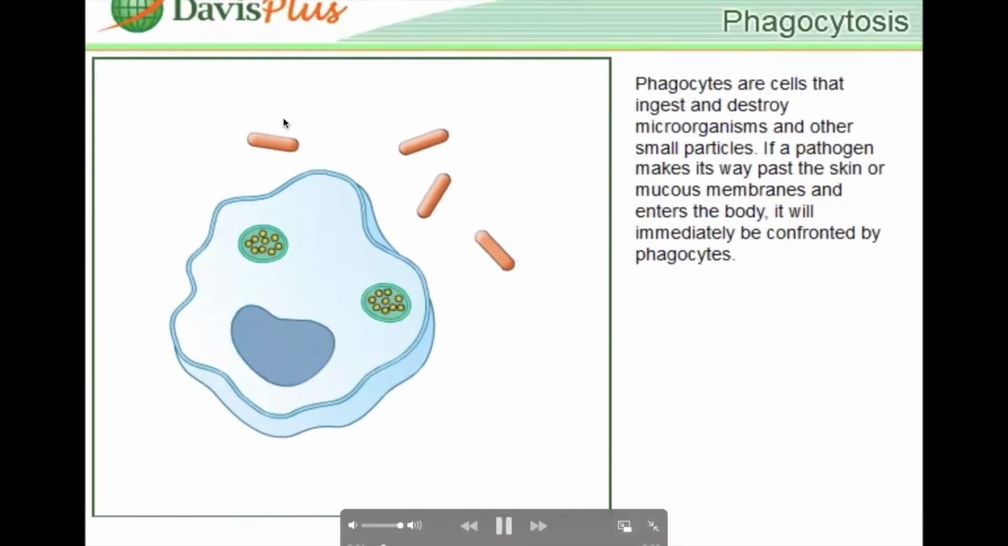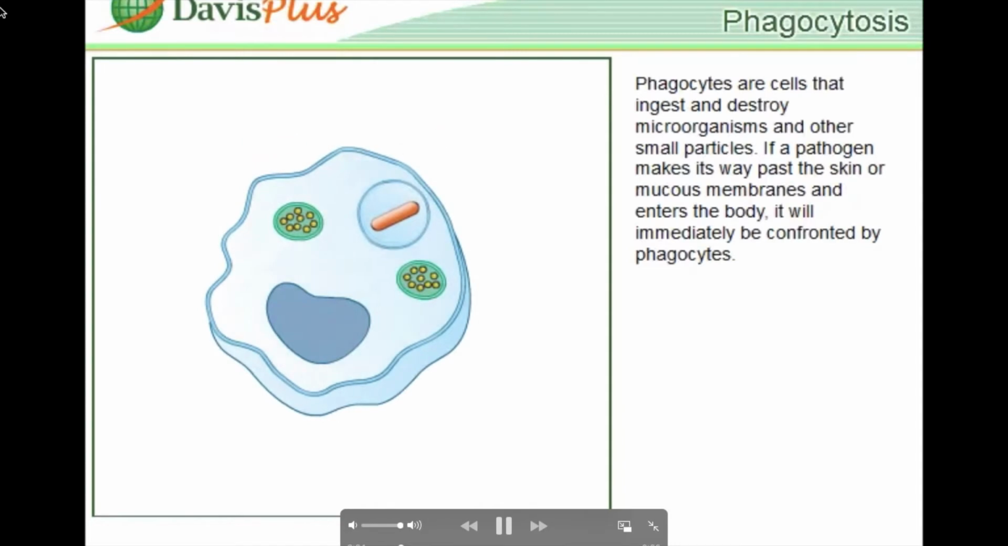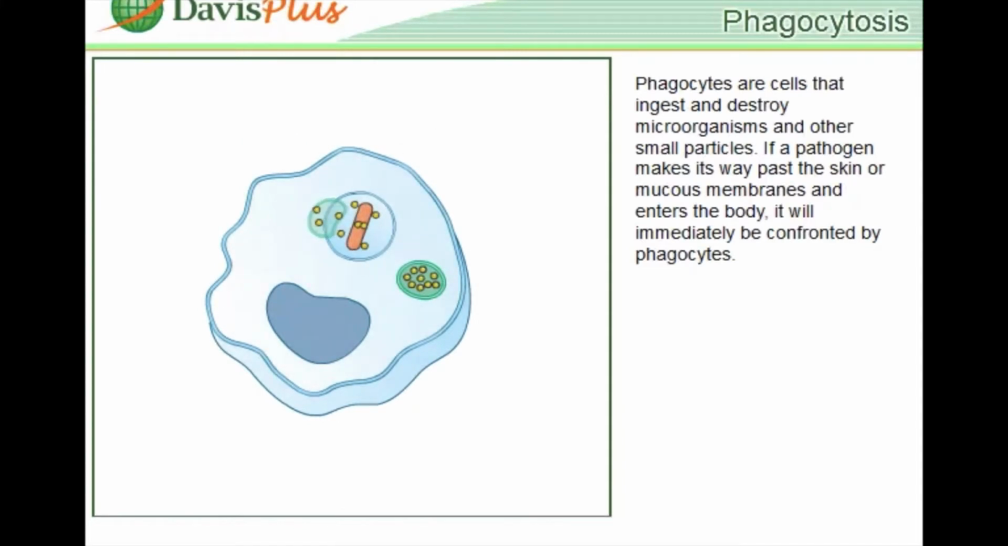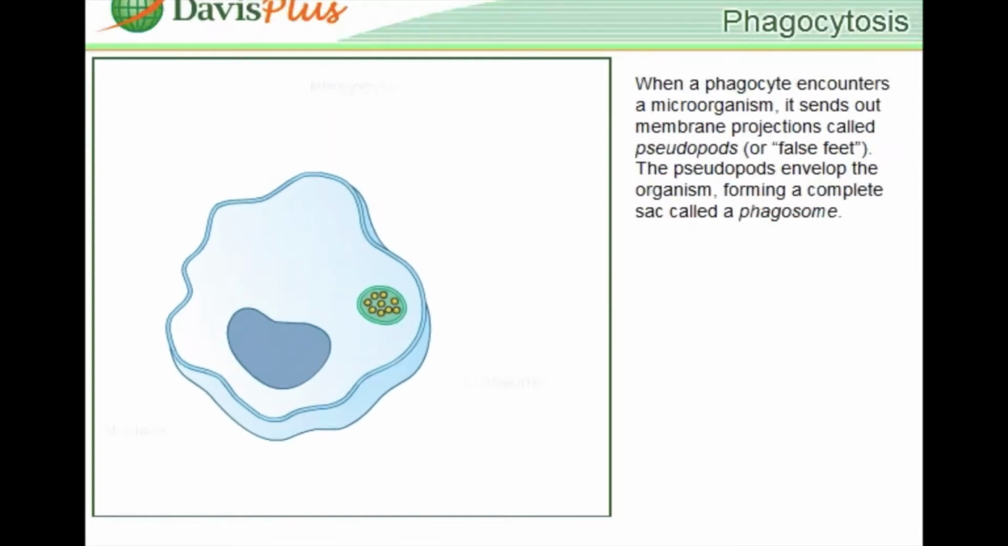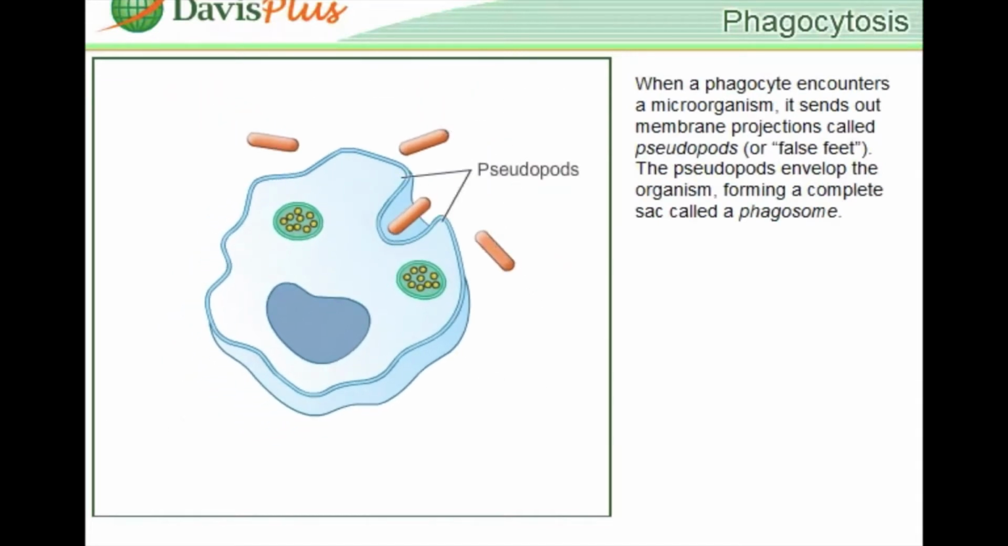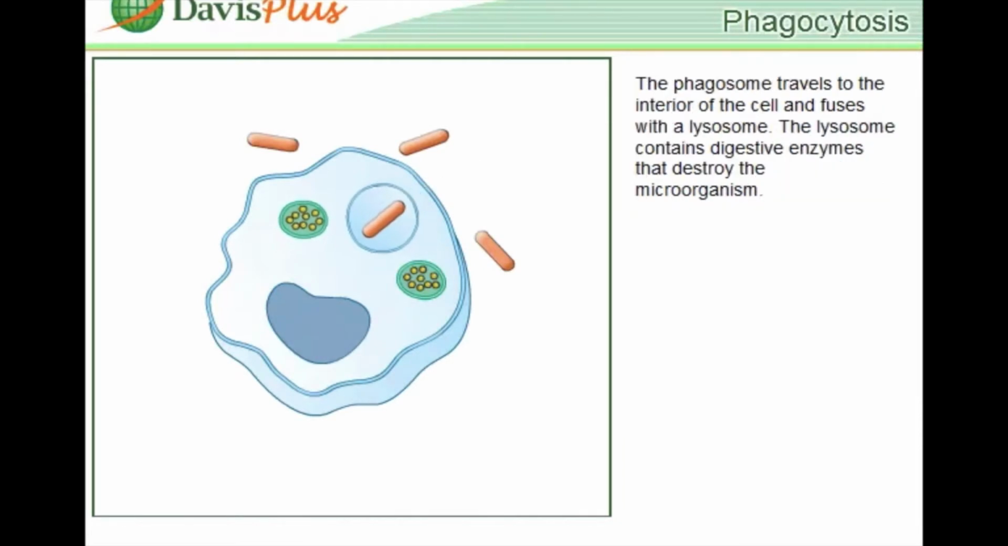Phagocytes are cells that ingest and destroy microorganisms and other small particles. If a pathogen makes its way past the skin or mucous membranes and enters the body, it will immediately be confronted by phagocytes. When a phagocyte encounters a microorganism, it sends out membrane projections called pseudopods, or false feet. The pseudopods envelop the organism, forming a complete sac called the phagosome. The phagosome travels to the interior of the cell and fuses with a lysosome. The lysosome contains digestive enzymes that destroy the microorganism.